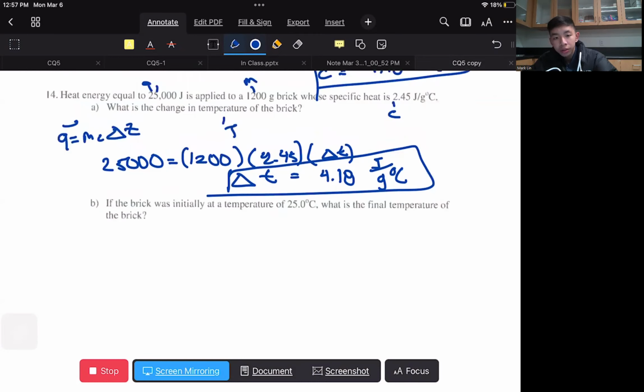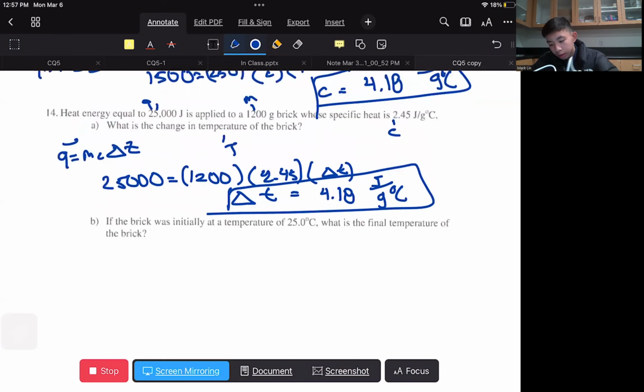Oh, wait, hold on. No, I did this wrong, my bad. Wrong answer, guys. You should get 8.5 degrees Celsius. It's all right. We just found the temperature change.